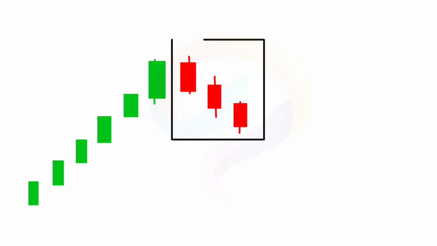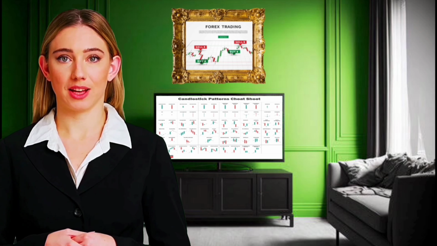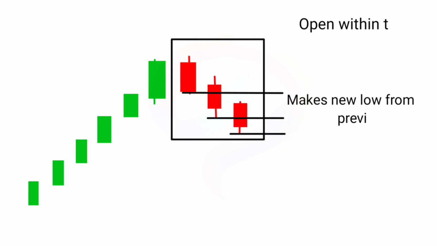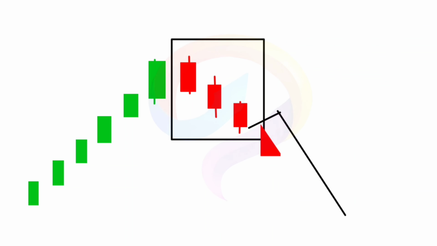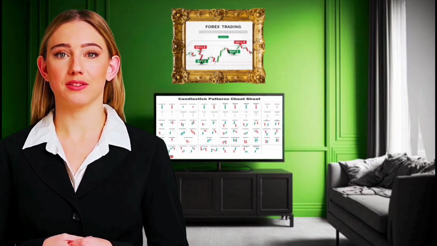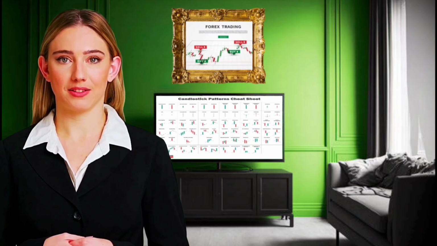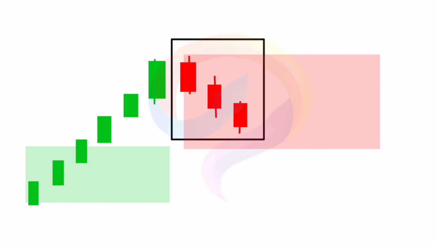The three black crows is a bearish candlestick pattern that consists of three consecutive long black or red candlesticks with low closing prices. This pattern is a strong signal that a bearish trend is forming, and it's often seen as a reliable indicator of a trend reversal. The pattern suggests that the bears are in control of the market, and they are pushing prices lower. The three long black candlesticks indicate that selling pressure is increasing, and buyers are losing control.